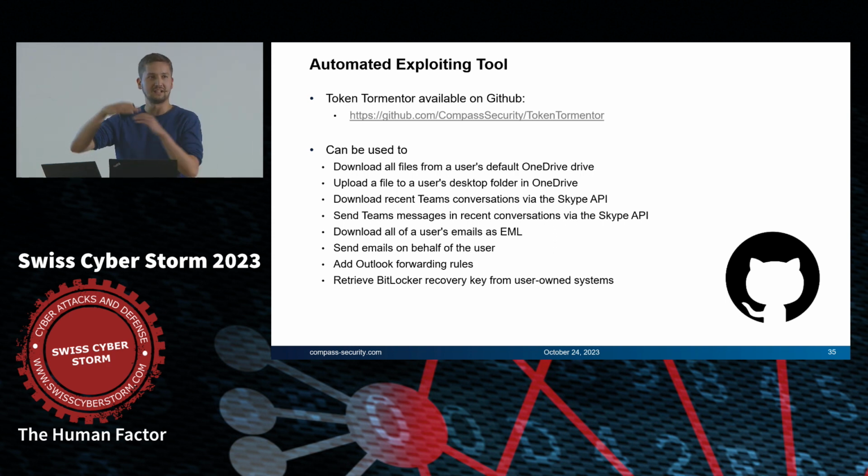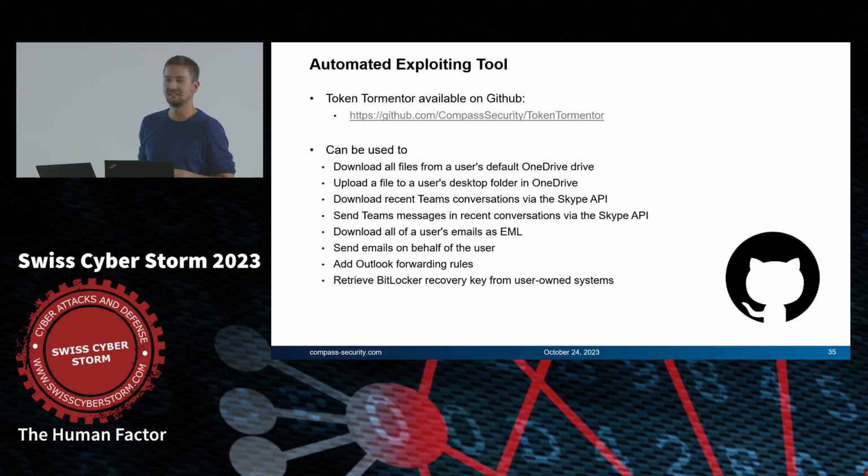It gives you an HTML with the whole history, and you can just scroll through and see if there's something interesting in there. You have the emails as EML, so you could easily open them in any email application. And you can also add an Outlook forwarding rule, so you have some kind of persistence in the email of the account.